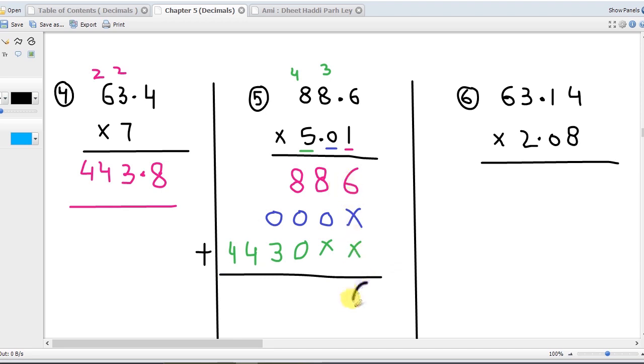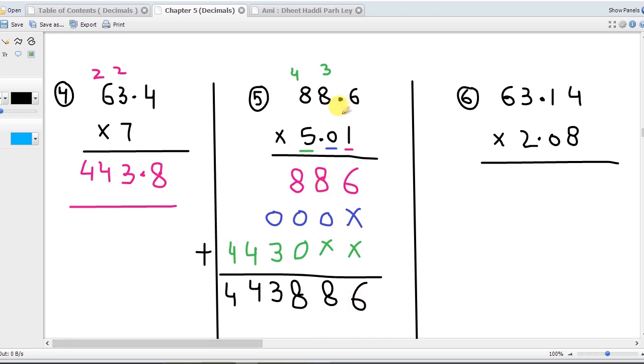So 6 plus cross will give you 6. 8 plus 0 plus cross is 8. Cross is just a 0, okay? And 8 plus this will give you 8. Then we have 3. Then we have 4 and 4. So our final answer is 443,886. Now it's time to put the decimal point.